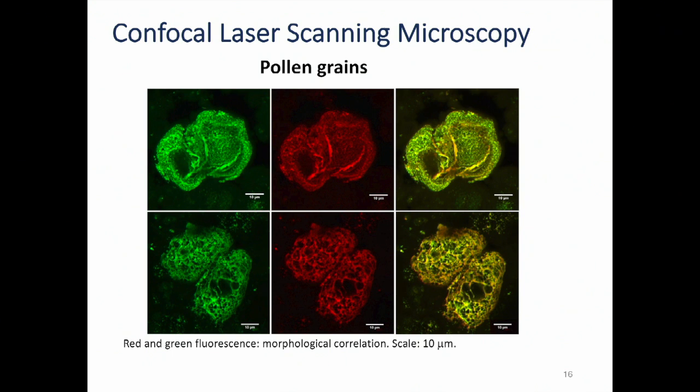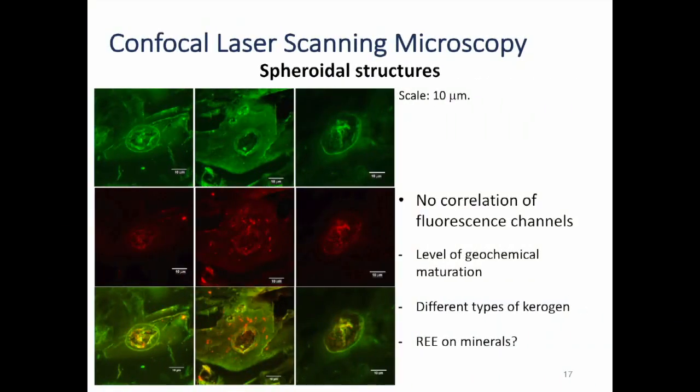But when we go to the round structures, we see some difference. So this is the green channel, this is the red channel. There are some differences. They are not colocalized. When we put them together here, we can see there is a differential distribution, and that can mean very interesting things.